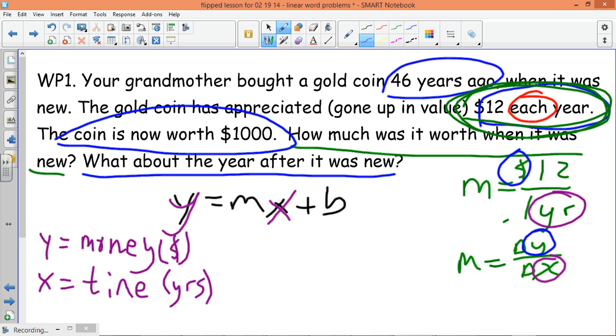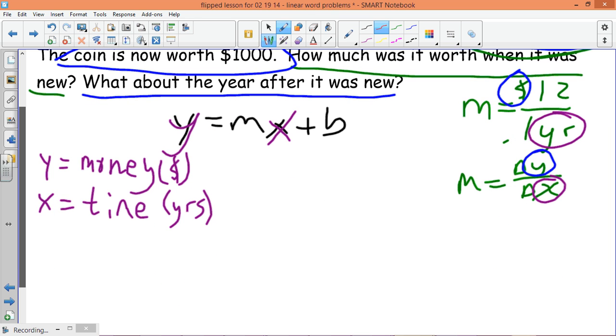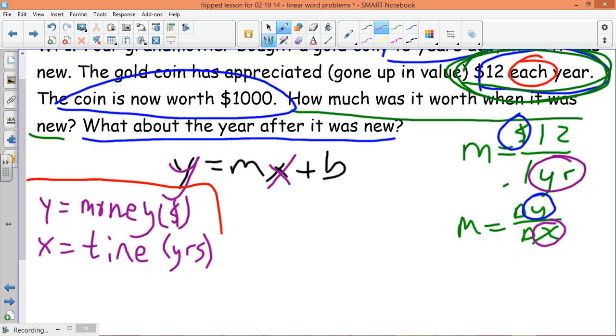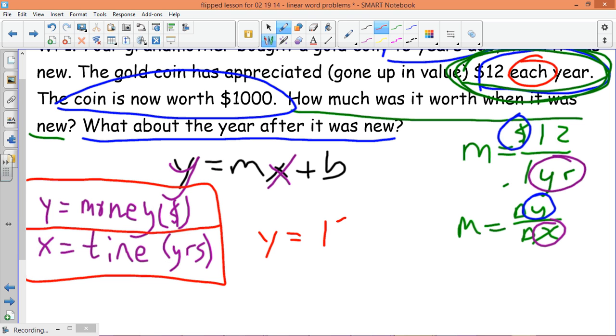Now that I have that, look what I'm going to do. I am going to write y equals mx plus b. I apologize, because I've got this reference table. That'll be enough for me to refer back and figure out what y and x equal. All right, so the first thing I can put in is my slope. y equals, my slope is $12 each year, so 12x plus b. Now all I need is my b, and I've got my equation done.